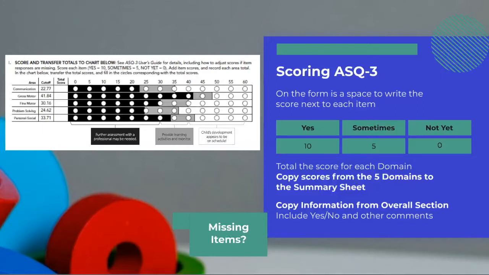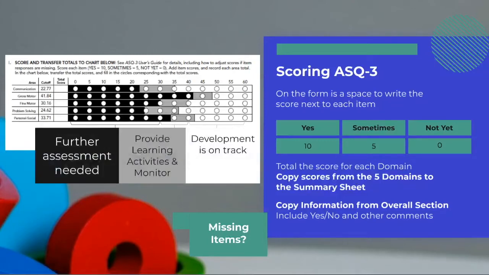Fill in the circle that matches with the total score, and the color surrounding the circle helps provide interpretation. If the score is in the area with black surrounding the circle, it means that further assessment is needed. If the score is in the area with gray surrounding the circle, this is when ASQ3 recommends providing the ASQ learning activities for the age and actively monitoring progress on these developmental milestones. If the score is in the area with white surrounding the circle, this means that development is on track and there is not a current concern in this domain.